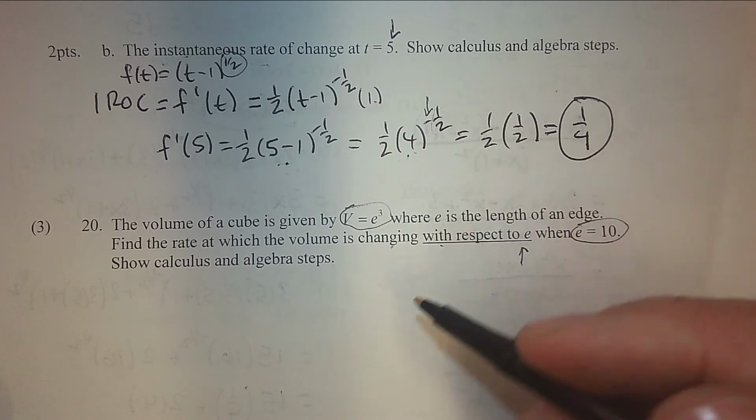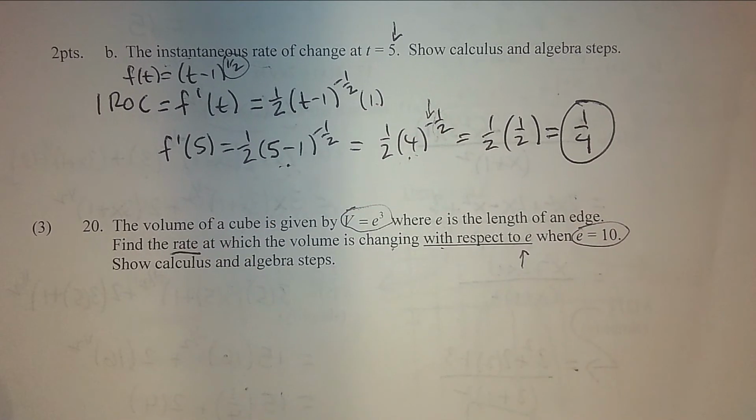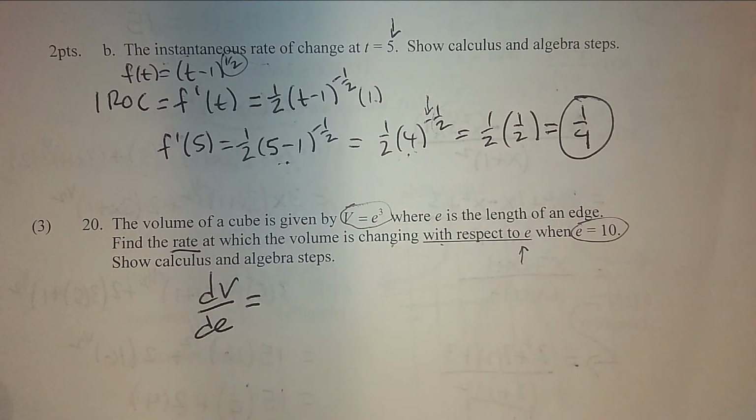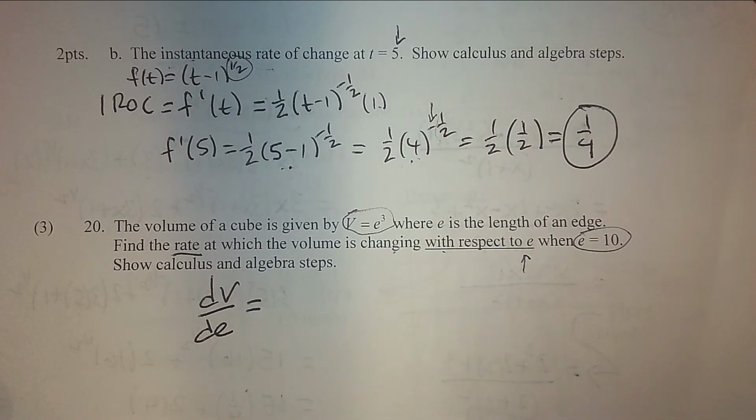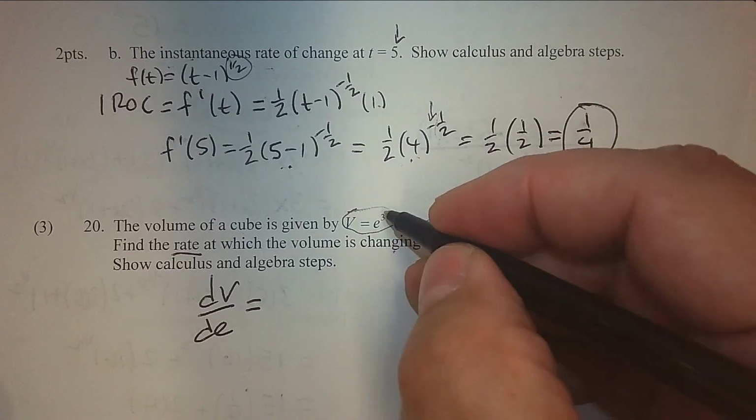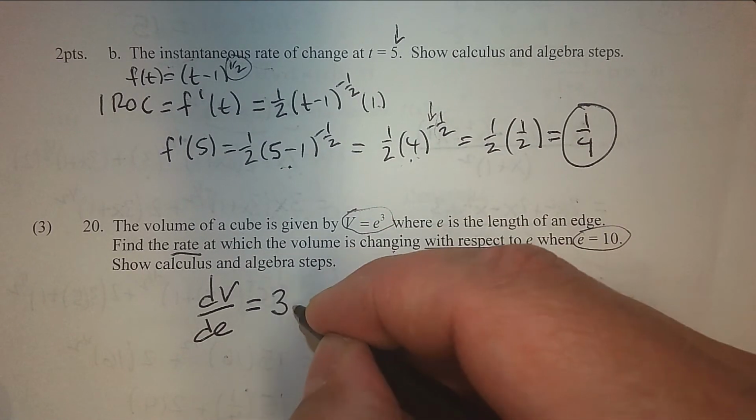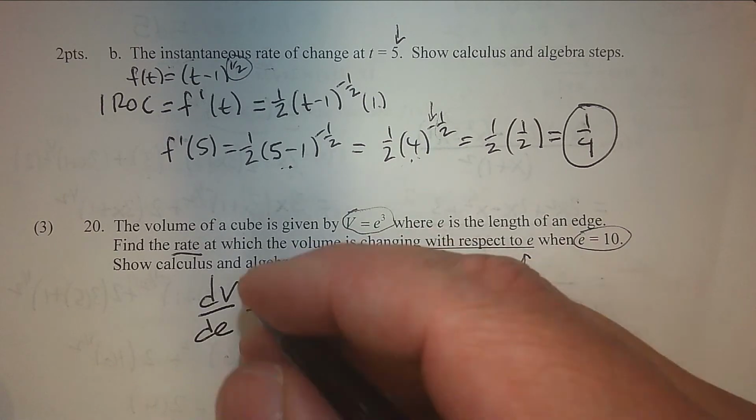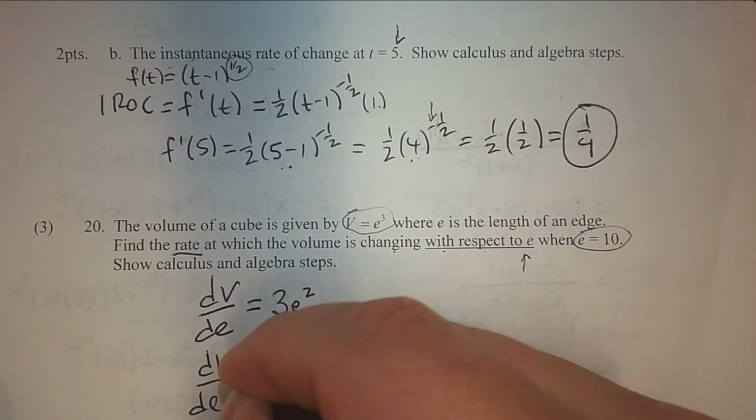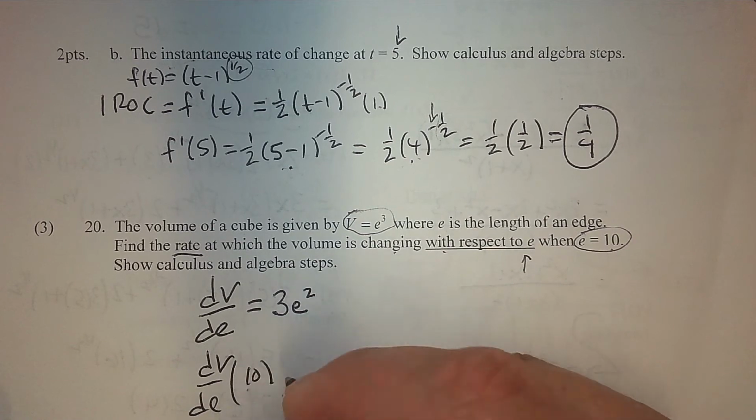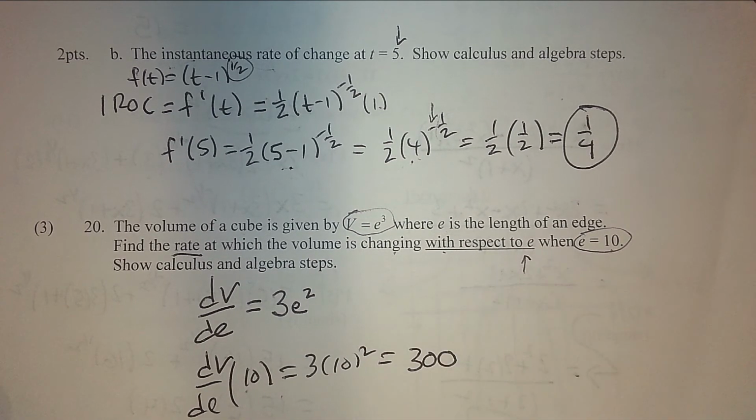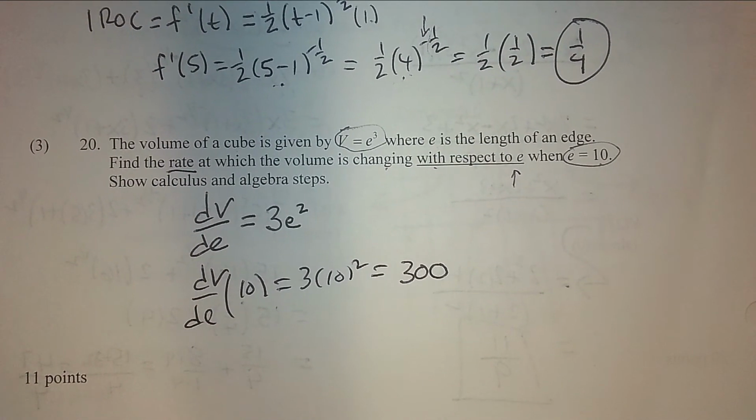So if I want to know the rate, that means, hey, take the derivative. And I'm doing it with respect to E, not time. So I just take the derivative. I see the exponent is 3, so 3 times 1 in front, and then subtract the exponent. And then it says, hey, take that derivative, and I want you to plug in 10. So when E is 10, what's the answer? And you get 300 when you simplify that. 10 squared is 100 times 3.